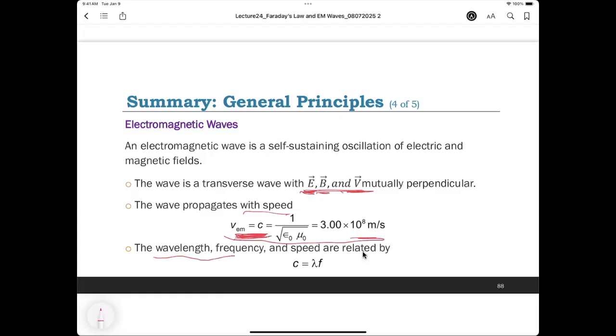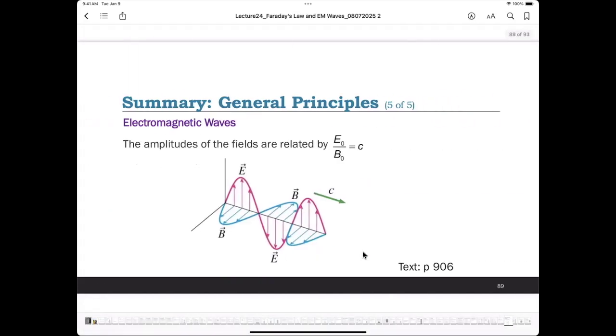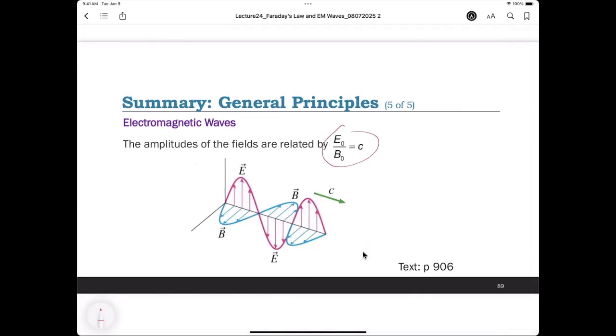And the wavelength, frequency, and speed are related by this equation. Then for electromagnetic waves, the amplitudes of the fields are related by this equation: the amplitude of the electric field divided by the amplitude of the magnetic field equals the light speed, 3 times 10 to the power 8.